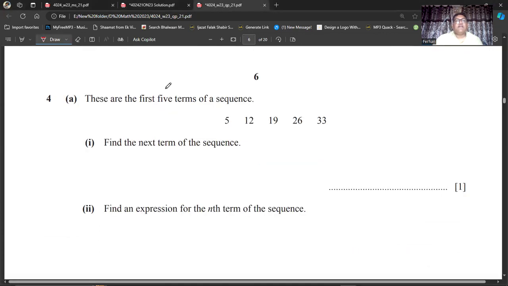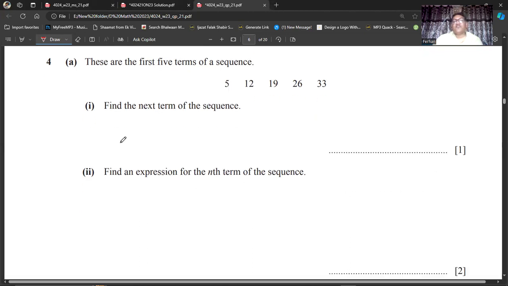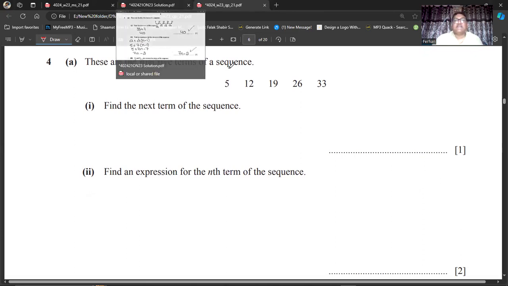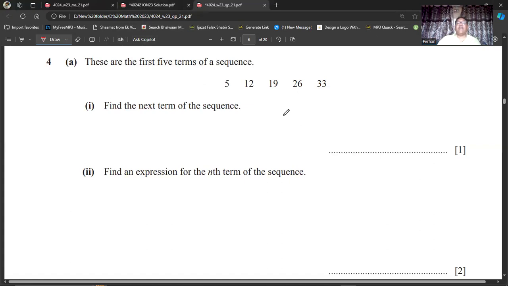And then we have a second part. Find an expression for the nth term of the sequence. So it's an arithmetic sequence, and the first term of the sequence is 5, that is represented with a. The number you are adding, that is 7, is called the common difference. So the common difference here is 7, and that is represented with d.